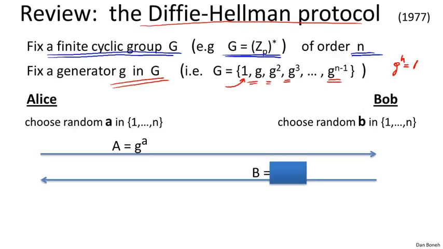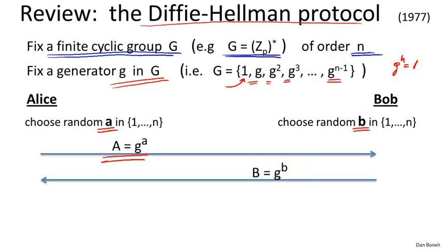And now let me remind you how the Diffie-Hellman protocol works. Basically, Alice chooses a random a. She computes g to the a and sends that over to Bob. Bob chooses a random b, and let's see who remembers. What does Bob send over to Alice?